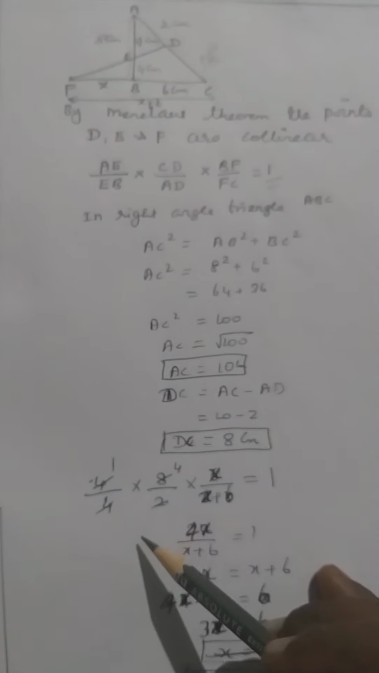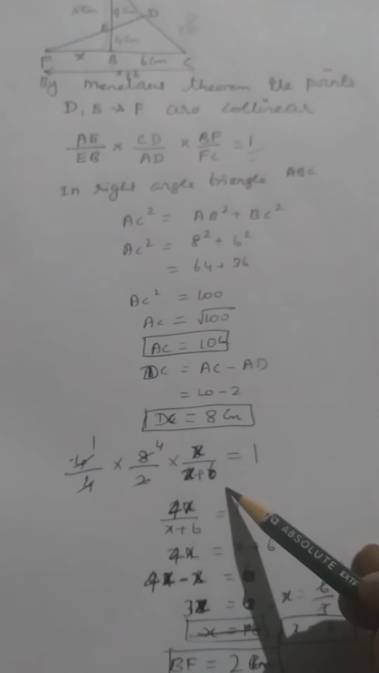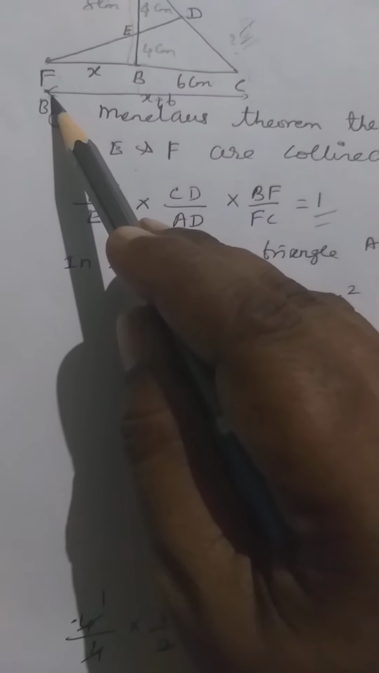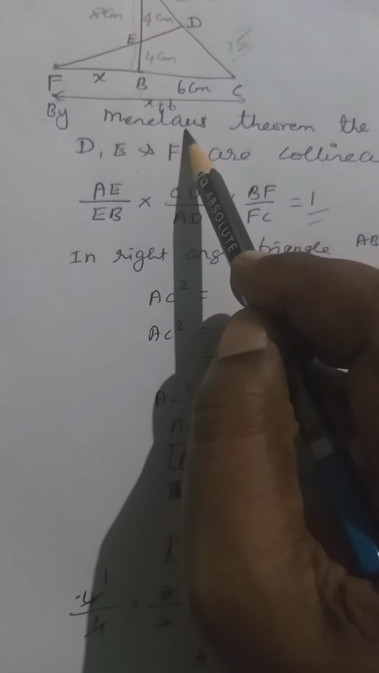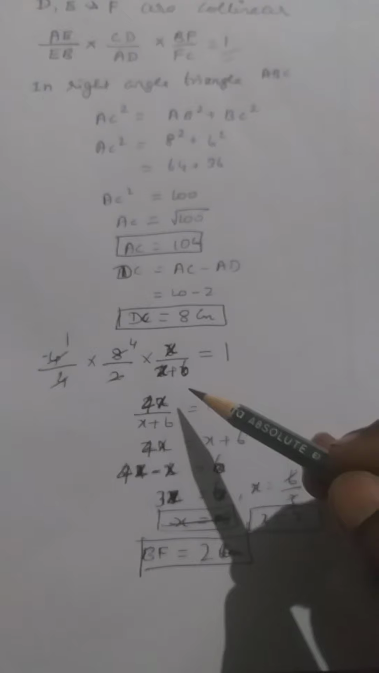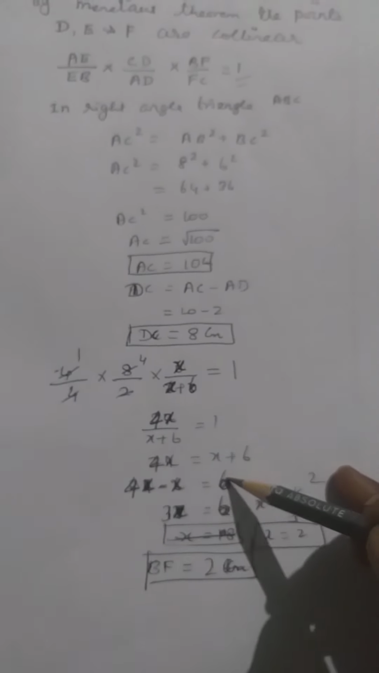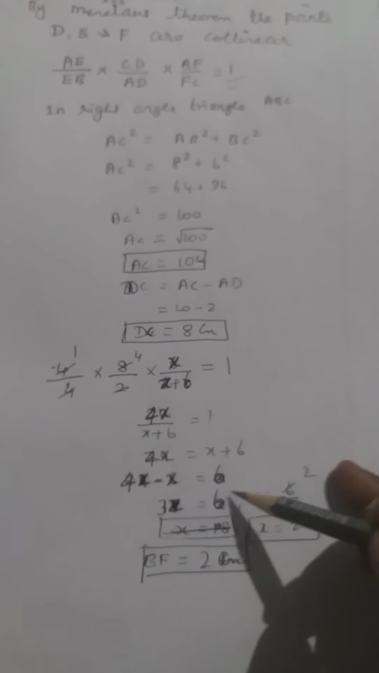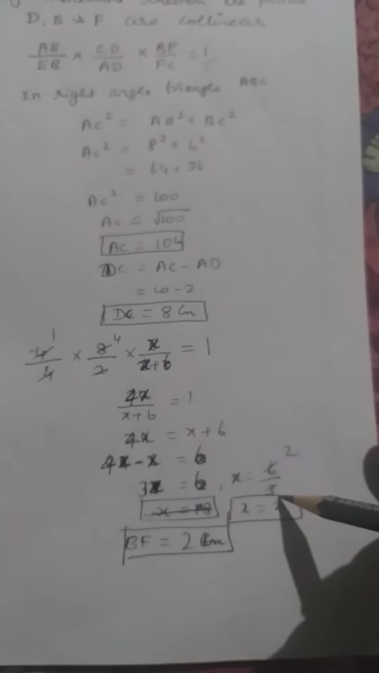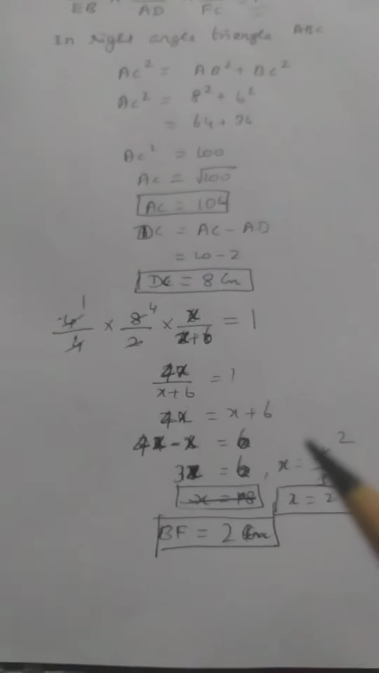Next, substitute in Menelaus theorem: 4 by 4 into 8 by 2 into x divided by x plus 6. This is what you are going to find, and BC is 6, so the full length is x plus 6. Substituting, 4x divided by x plus 6 equals 1. Therefore 4x is equal to x plus 6, so 4x minus x is 6, 3x is 6, and x is equal to 6 divided by 3, which is 2. Therefore BF is equal to 2 centimeters.